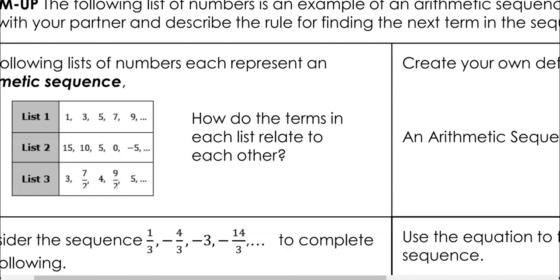List 3, don't freak out because it's a fraction. So 3, 7 over 2, 4, 9 over 2. What is 7 over 2, by the way? It's just 3.5, right? And then you got 4, and then 4.5, and then 5. So what's happening there? Here we're adding a half, right? So 1, 3, 5, 7, 9. Here we were adding 2. Oh, it's not the exact same one. It's close to it. It's our odds. List 2, we subtracted 5 each time. List 3, we added 1/2, or we can say we added 0.5 each time we move forward.